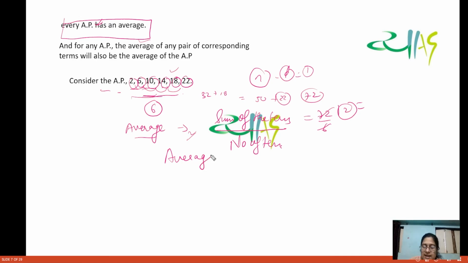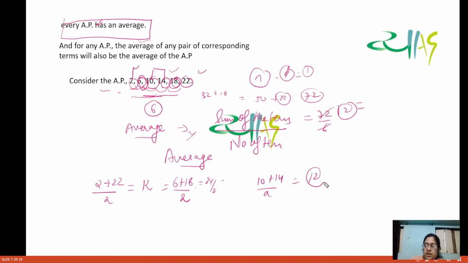Now if I say that you add the corresponding terms and divide them by 2. If I add 2 plus 22 and divide by 2, where 2 is my first term and 22 is my last term, then I'll get 12. If I take 6 and 18, add them and divide by 2, I get 24 by 2, so again 12. If I add 10 and 14 and divide by 2, again I get 12. So the sum of the corresponding terms divided by 2 will be the average of the AP.